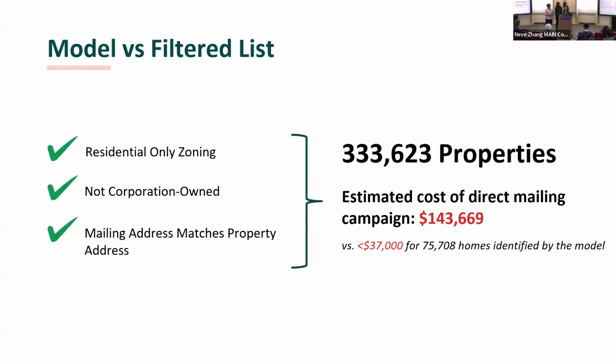In the end, we want to show how our model effectively identifies the properties that need to be outreached. So we did a simple filter. It resulted in a very huge list of about 333,000 properties. Compared to this, our machine learning model can substantially narrow down the properties that need to be targeted and effectively use the limited resources. And also using the spatial analysis, we can do more targeted door knocking in Philadelphia.